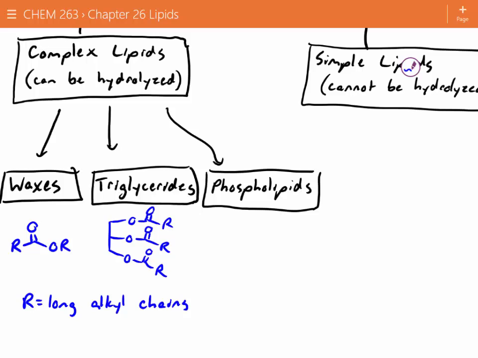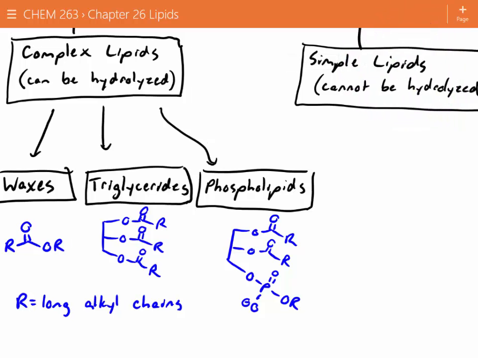Phospholipids are really similar to triglycerides, but with one major structural feature. You've got these R groups coming off, but now you've got a phosphate backbone coming off of it. And these are seen oftentimes in cell bilayers, so you guys have most likely seen this in biology already, but this is still an example of a fat.